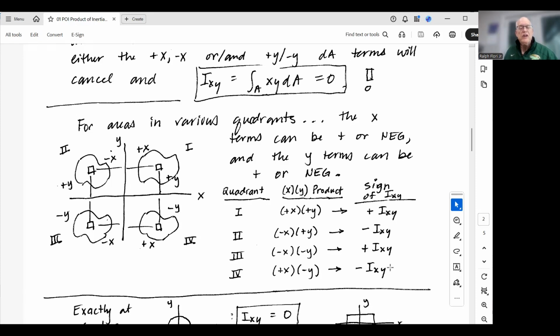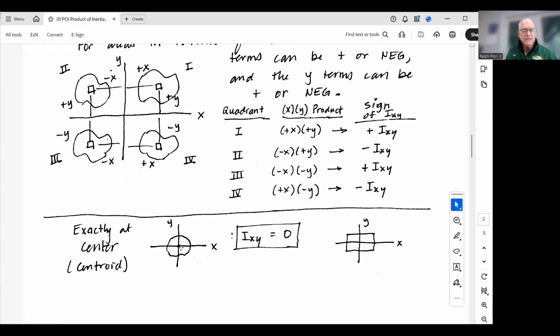We'll say more about this later, but for a general area, if it lies in quadrants 1 and 3, then it's going to be more positive. Or if a general area lies in quadrants 2 and 4, IXY will be negative. Again, I'm just giving you the big picture here. And if an area lies exactly at the origin, in other words, it has an axis of symmetry, then IXY is zero because the positive and negative X or positive and negative Y terms cancel one another out.